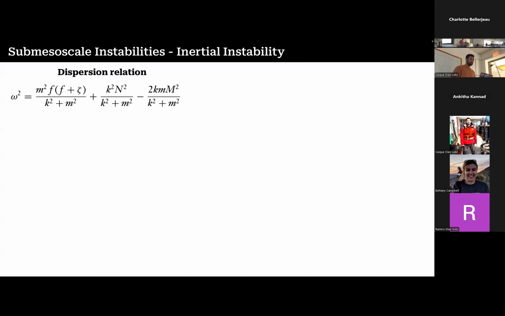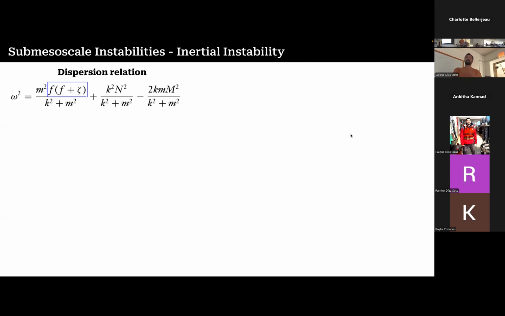And so these instabilities, depending on which part of the dispersion relationship or the PV turns omega negative, we're going to have different names for the instabilities. So in the case where we have this first term turning PV negative, the instability is termed inertial instability.